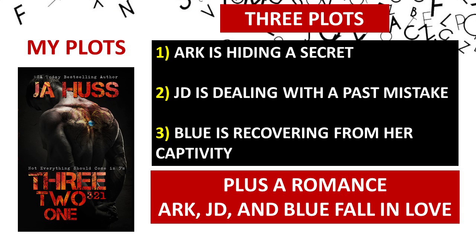I'm going to go through the book 321 to kind of illustrate this. And as I said in the last video, most of my books have three plots plus a romance. So in 321, the main character Ark is hiding a secret, the other main character JD is dealing with a past mistake, and the other main character Blue is recovering from her captivity. They all three are falling in love in this threesome arrangement and trying to live together, not as a couple, obviously, because it's three people, but as a threesome.